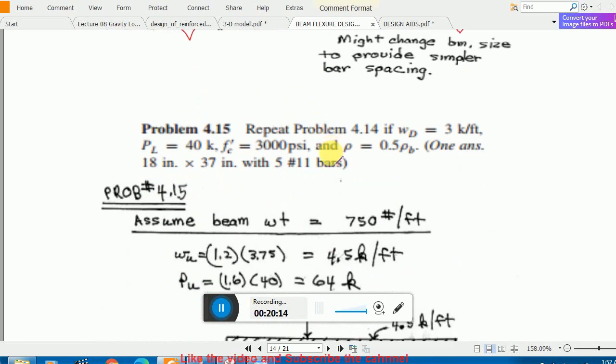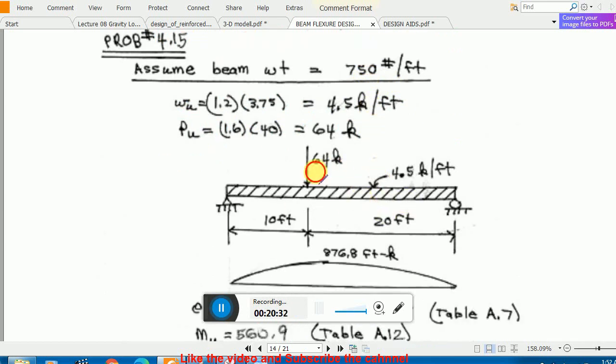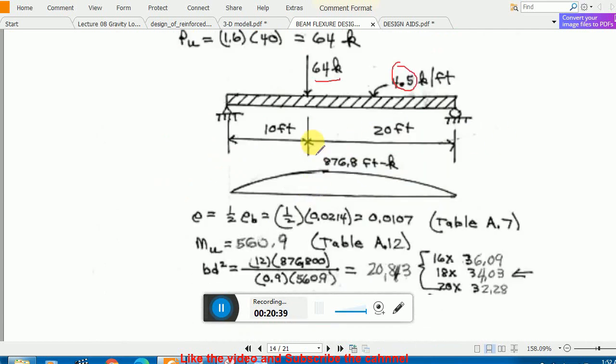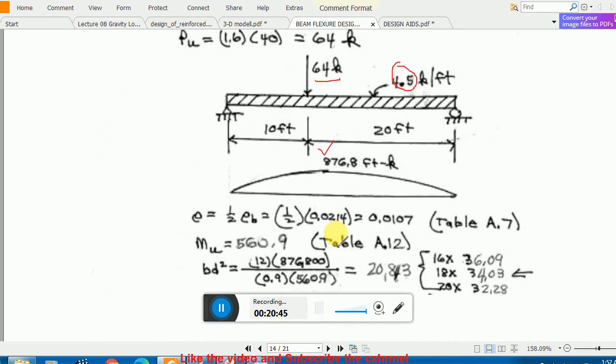Okay, the problem again, the same problem, the same condition, but I think the live load is changed, and f'c is changed. Okay, and the weight 750 they are using. Why? Because of the same length. Their loading is more, 4.5 kips per foot, so just draw the shear force diagram and then find the area, that will give you 876.